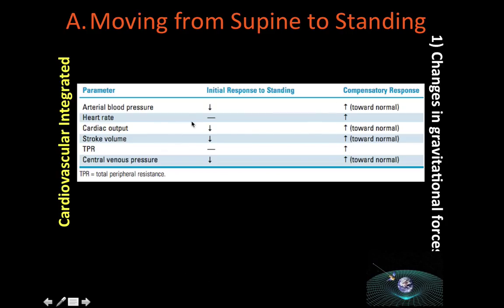And here's another form for you table lovers. Arterial blood pressure: the initial response to standing is decreased, and the compensatory responses towards normal increase it. Heart rate: there isn't really an initial response, but the compensatory response, as part of trying to bring the blood pressure up, is to increase. Cardiac output is decreasing initially when we're standing, and the compensatory mechanism increases it. Stroke volume is also decreasing initially when standing, and we have an increase in the compensatory response. Total peripheral resistance is really not affected when we initially stand, but as part of increasing the blood pressure, we have an increasing compensatory response. Central venous pressure is low, and increases towards normal.